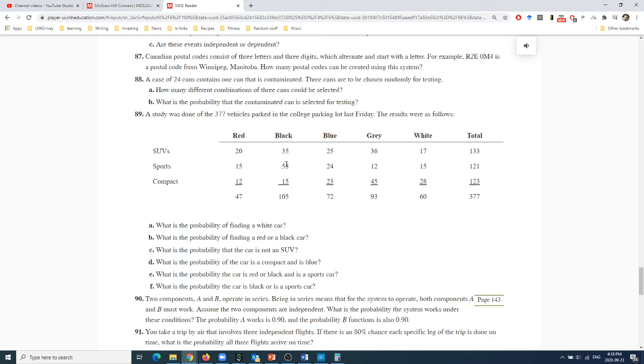So that's the probability that the car is a sports car and either red or black. And F is something similar: the car is black, or is a sports car. I'll let you work that out for yourself. So these are two examples, and I hope this helps.